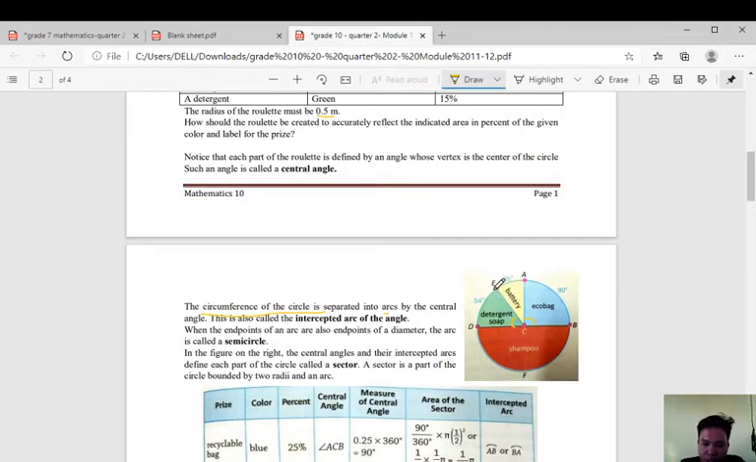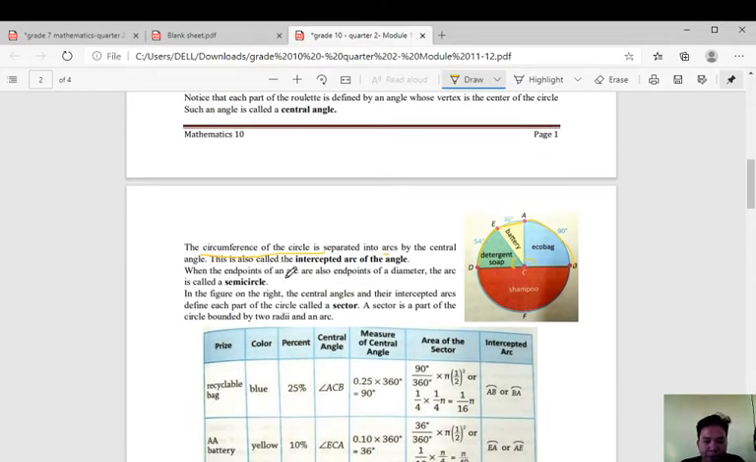So this arc here from D to E, that is called an intercepted arc of the angle. And E to A, and the arc A to B. So that is called an intercepted arc of the angle.